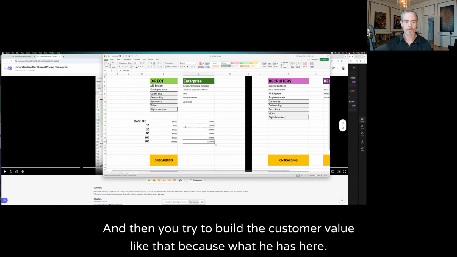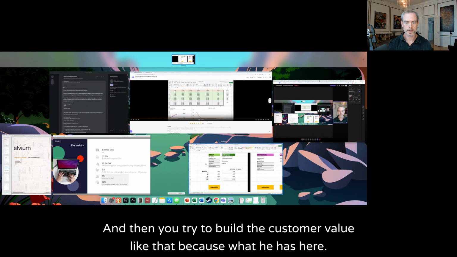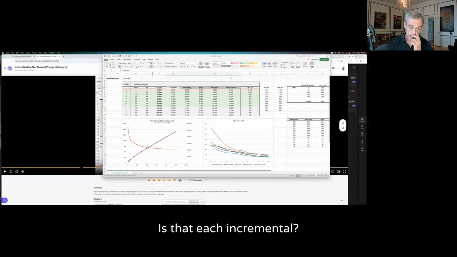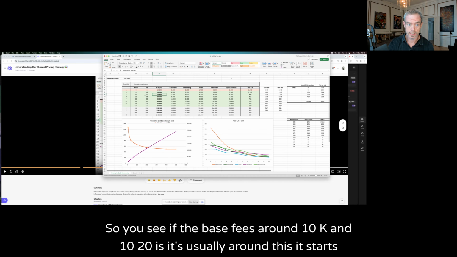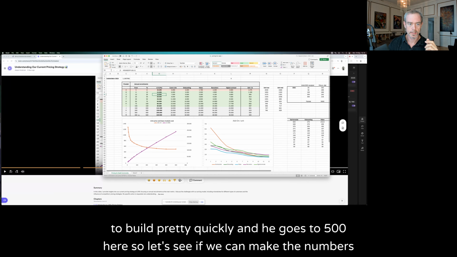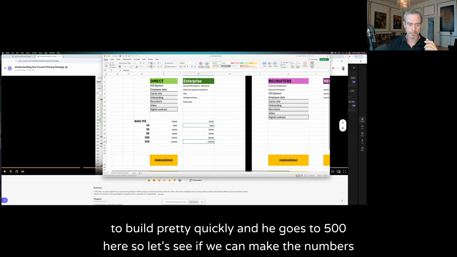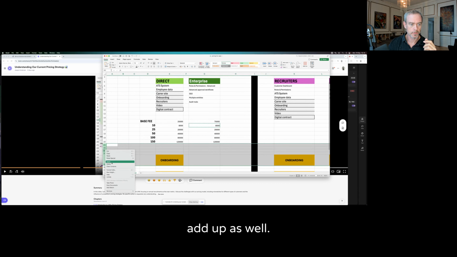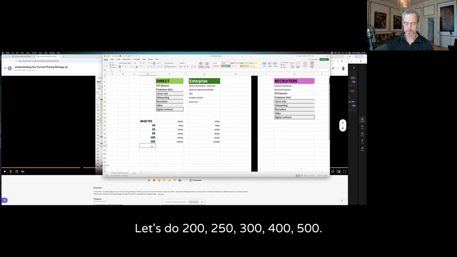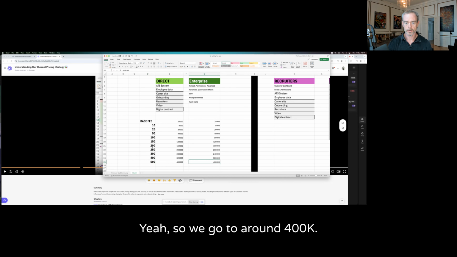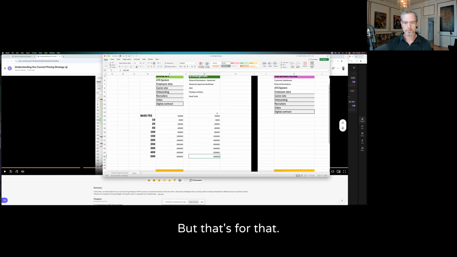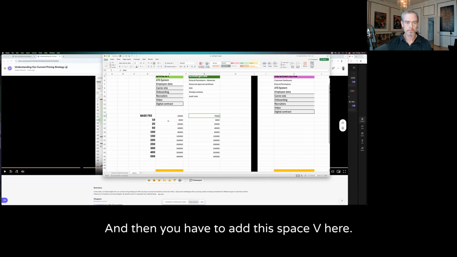And then you try to build the customer value like that, because what he has here is that each increment, you see, if the base fee is around 10K and at 10 to 20 it's usually around this, it starts to build pretty quickly. And he goes to 500 here. So let's say if we can make the numbers add up as well. Let's do 200, 250, 300, 400, 500, right? Yeah, so we go to around 400K, but that's for that. And then you have to add this base fee here.